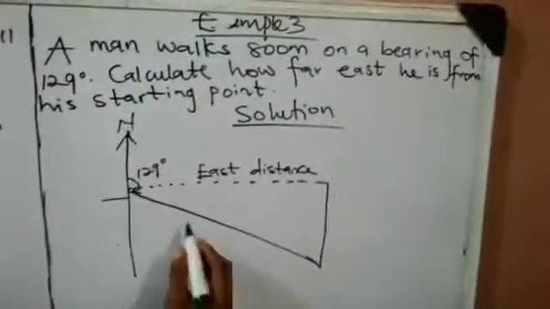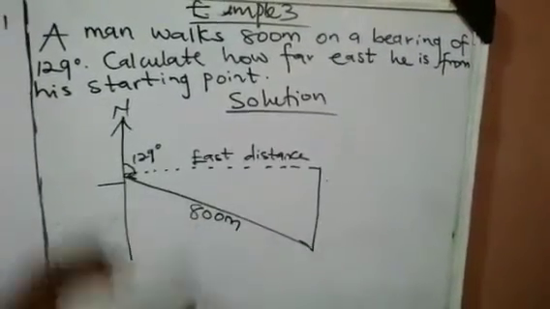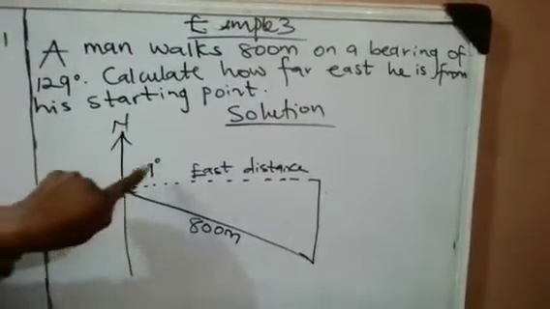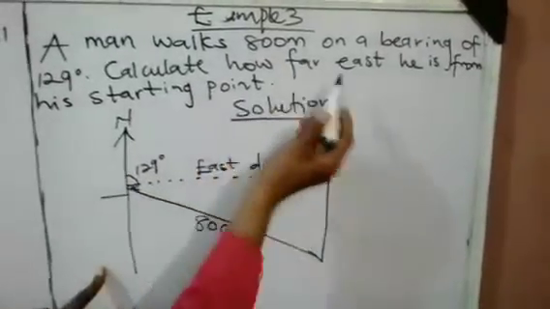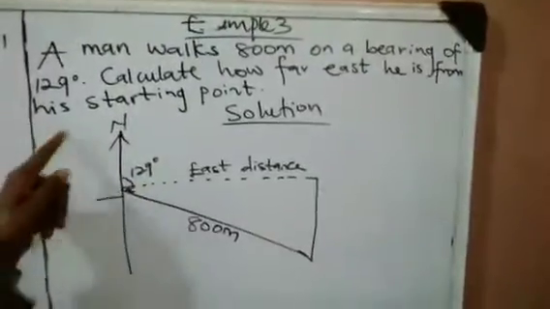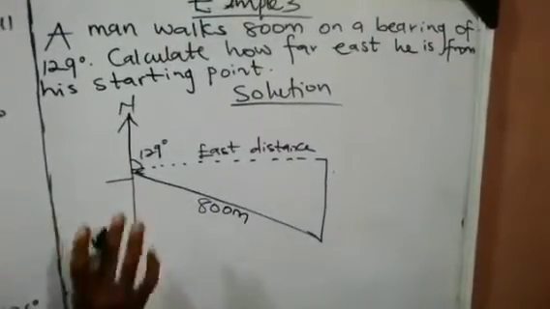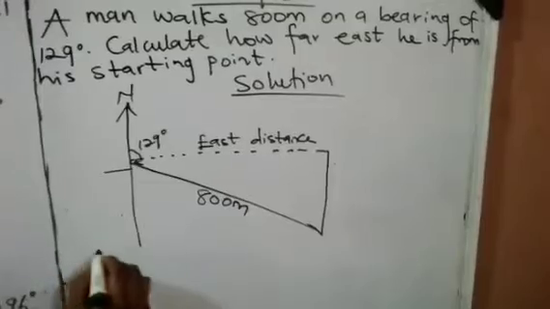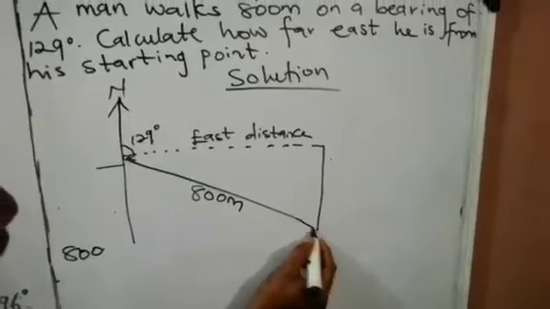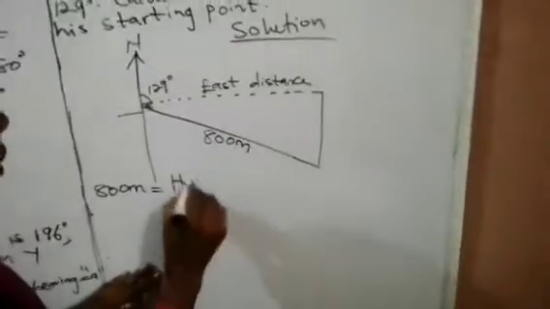Then the 800 meters should be here. You can say that a man walked 800 meters on a bearing of 129 degrees, which is this very one. Calculate how far east he is from his starting point. These are the east pole and the starting point. So according to what you have here, we have 800. The longest side of a triangle is the hypotenuse, which is our 800 meters.